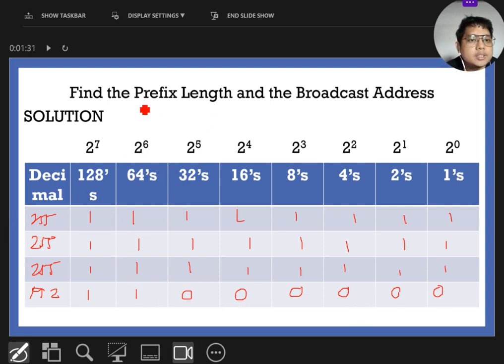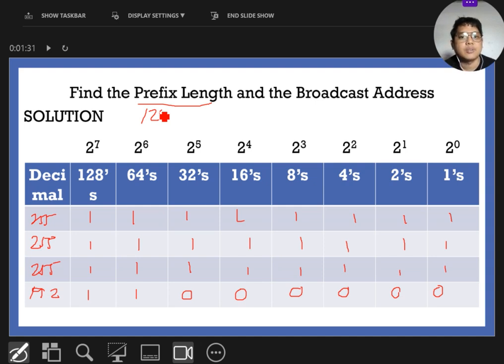Now, to get the prefix, we need to count this one. So 1, 2, 3, 4, 5, 6, 7, 8. 8 times 3 is 24, plus 2 is 26. Our prefix length is 26.